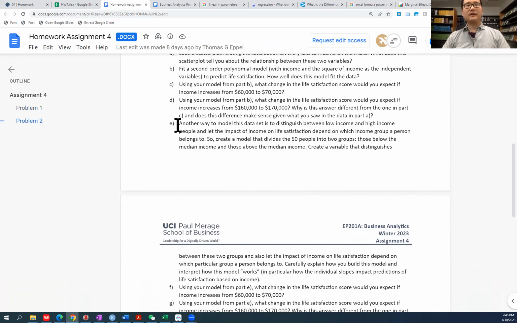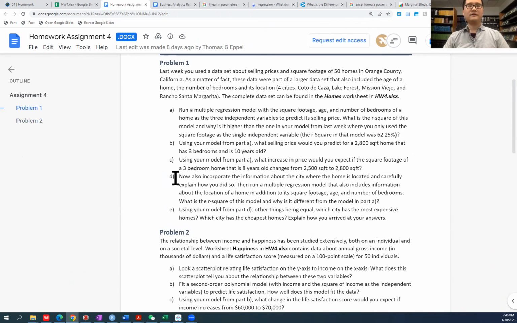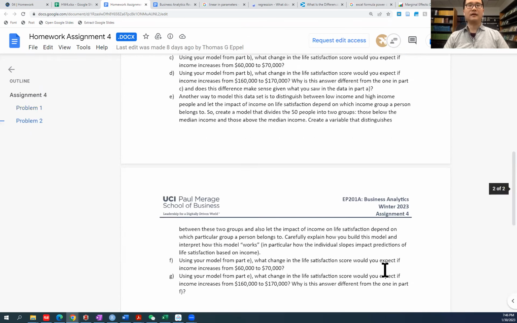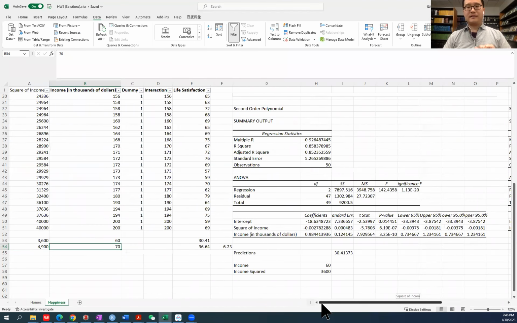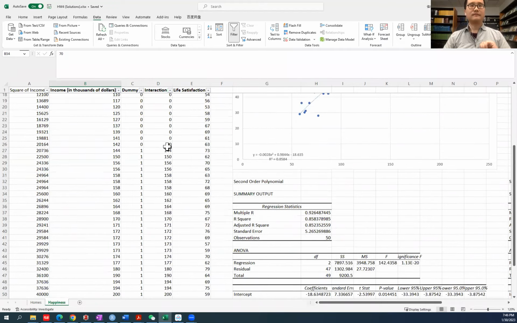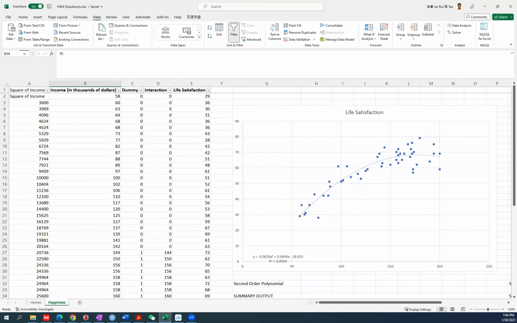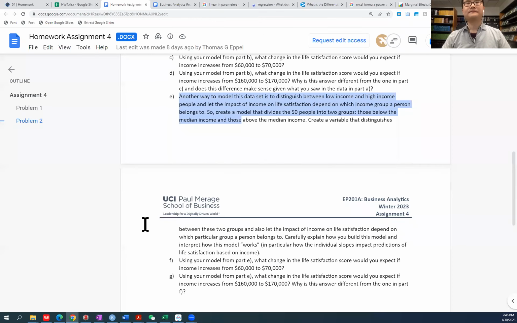Okay, all right. Let's demonstrate how to do part 2E, then let's see how similar problem 1D is to what we would need to address in part E in problem 2. In part E, we have to build one indicator variable and one interaction term. So let's read the question carefully.